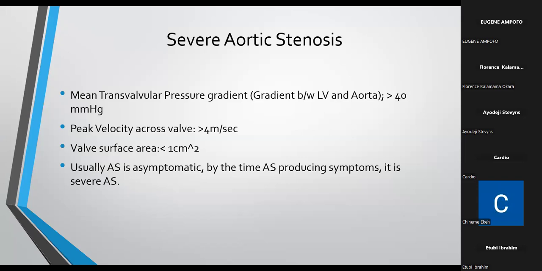So even patients that have severe AS have a longer latency period of being asymptomatic, and then some time later they could become symptomatic. What are the features of severity of the AS, at least based on echo? The peak gradient greater than 40 mmHg, peak velocity across the valve greater than 4 meters per second, and the valve area less than 1 cm squared.